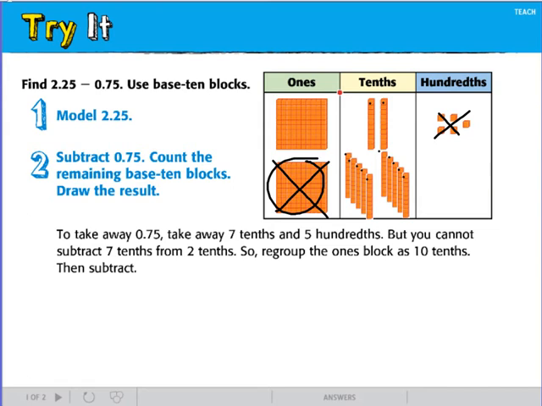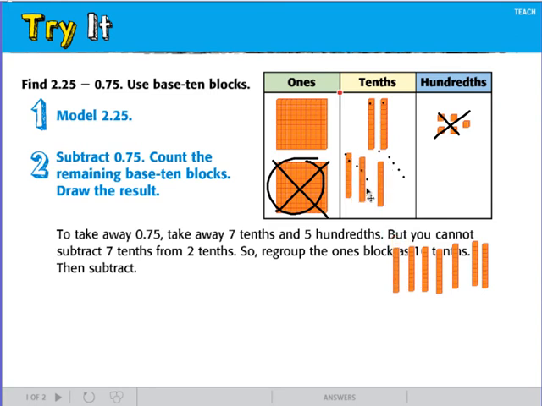How many of these am I taking out? 7. 7, right? Yeah. So all I have to do is grab these and pull them out. 1, 2, 3, 4, 5, 6, 7. Now spread these out so you guys can see how many are left. How many are left? 5. So how many ones are left? How many ones are left? 1. So I have 1 one and 5 tenths left, right?